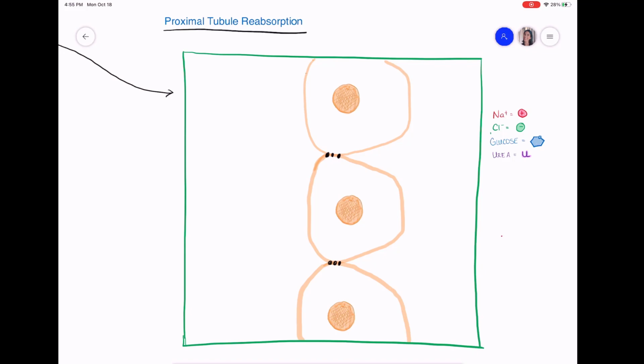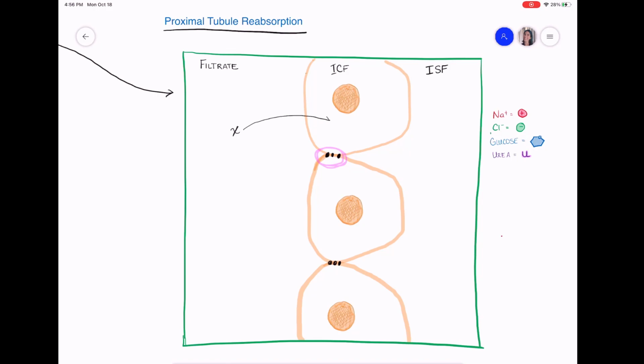They are simple cuboidal, and that's going to separate out our drawing into 3 sections. So we have our filtrate on the left, then we have our intracellular fluid inside of our cells, and then we have our extracellular fluid, which is also interstitial fluid. And tight junctions are going to join those cells in order to ensure that substances cross both the apical and basolateral membrane in order to be reabsorbed.